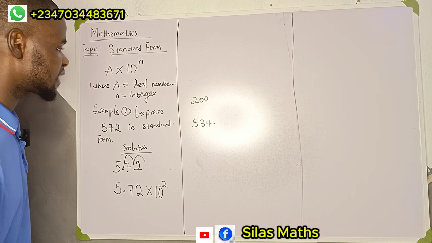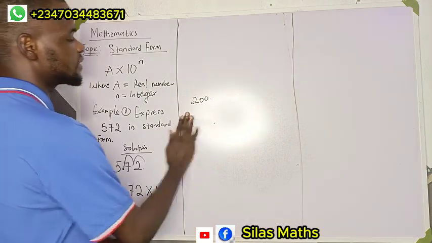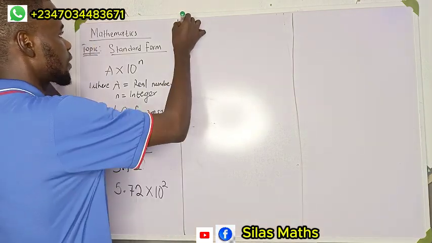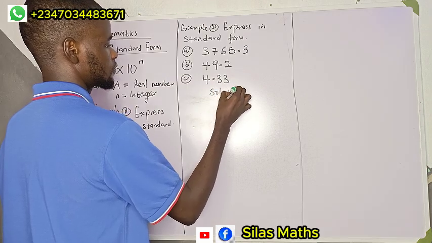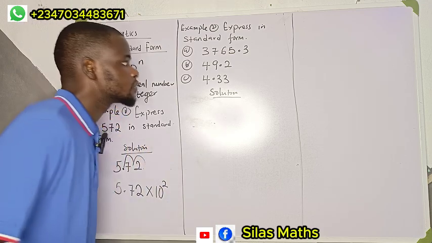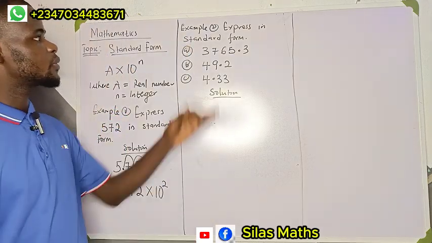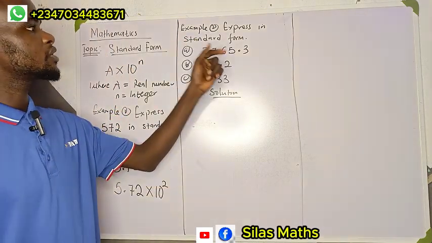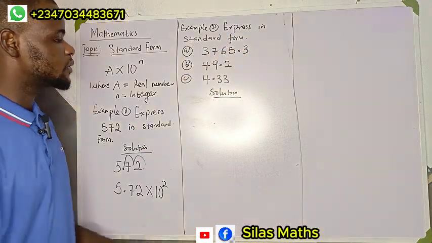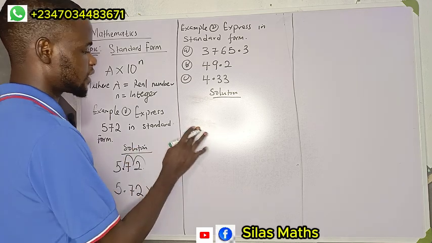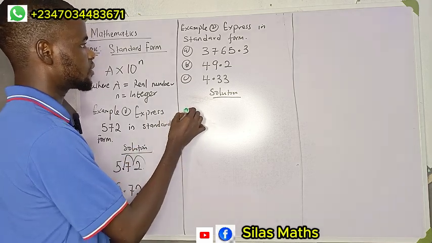Okay, so let's take example 2. Let's say we have this. All right, so let's consider these problems on the board. The question reads, express in standard form, this, and this. So how do we do that? So applying what we just learned some minutes ago.